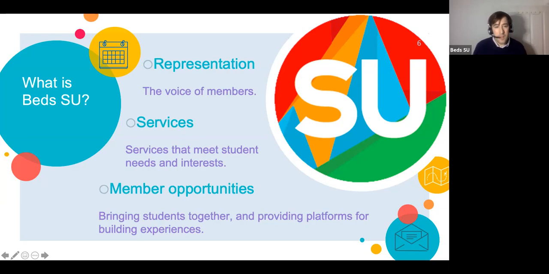And finally, we have member opportunities. This is mostly about bringing students together and providing platforms for students to build experiences either on their own or with other students. One of the biggest ways we do this is through societies. So students can come together on a common interest, on something they're passionate about, meet with other students, and then we'll support them with resources, with space, so that they can come together and undertake their activities.